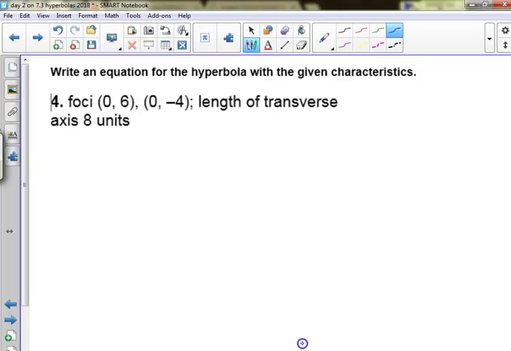All right, this one's even easier if you happen to know what the transverse axis is. Well, first of all, I don't know about you, I have to sketch. Okay, 0, 6 is up here. 0, -4 is down here. If those are the foci, the vertices are somewhere a little bit closer in, but it's opening up and down around those foci, yes?